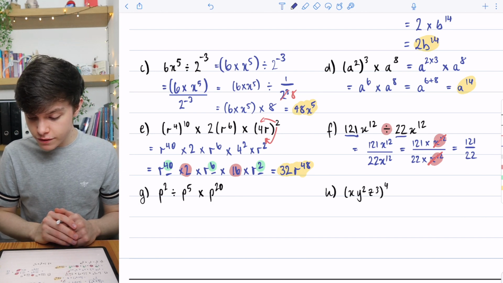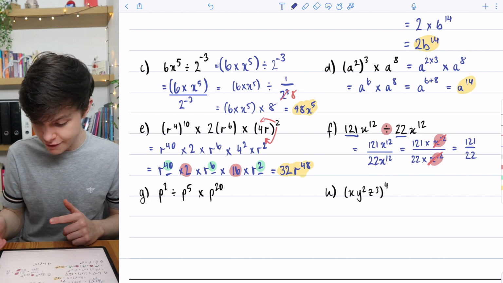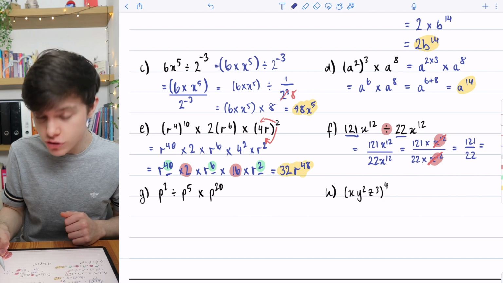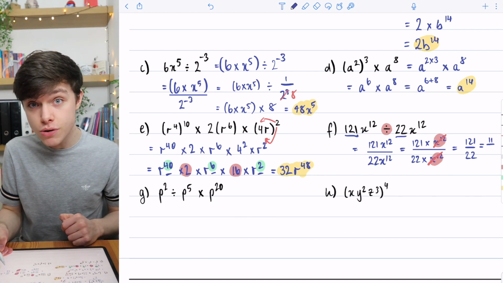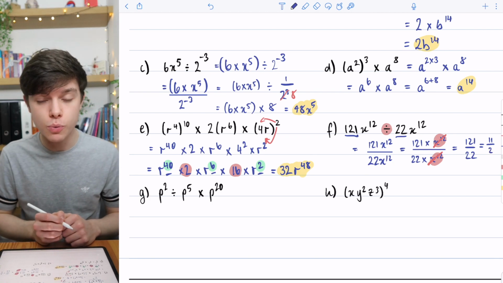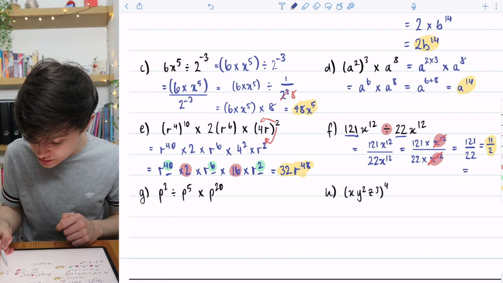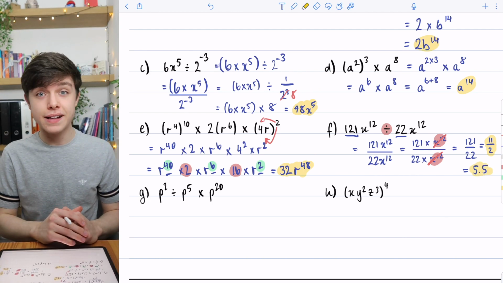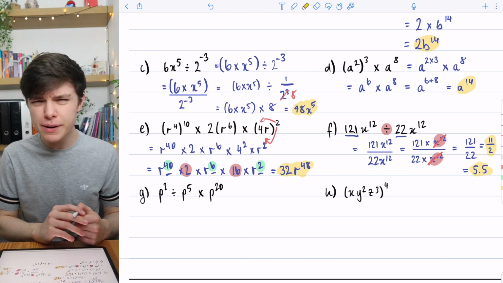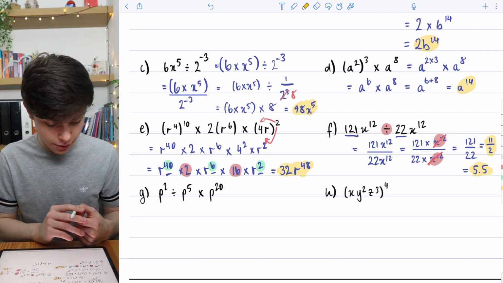And then both of those go into 11, so we can divide both of those numbers by 11 to give me, well, 121 is 11 times 11, so 11, and then 22 divided by 11 is 2. So you could leave it as a fraction like that, or you could say that is 5.5. Either way, that is a correct answer. So that was a little bit of a trick one, really. We didn't really have to do any manipulation with the powers.